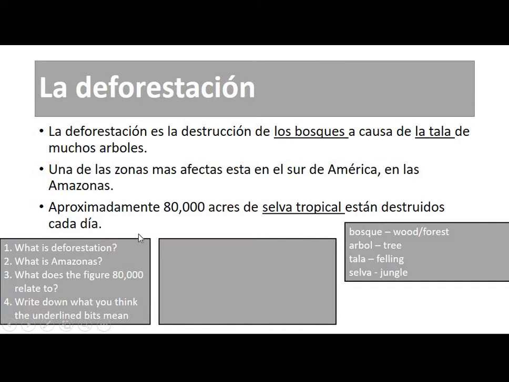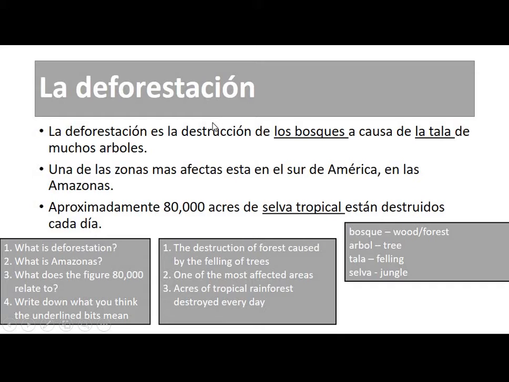Now although you might have prior knowledge on this, you want to give your answer according to the text. Now we've kind of taken care of part number 4, because we needed it. But part number 3, according to the text, what is deforestation, what is Amazonas, and what does the figure 80,000 refer to? Pause the tape now and write your answers, and they will show up now. So deforestation is the destruction of the forests caused by the felling of trees. What's Amazonas? It's one of the most affected areas, it's the Amazon. And 80,000 refers to the acres of tropical rainforest destroyed every day. Okay, great. So, moving on.